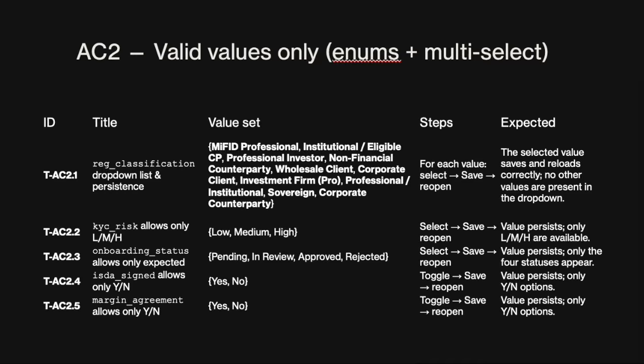Test AC 2.4. ISTA signed is strictly yes or no. Toggle yes, no, save, reopen. Assert there's no third state or null. This protects the downstream derivative rule, which is AC4.